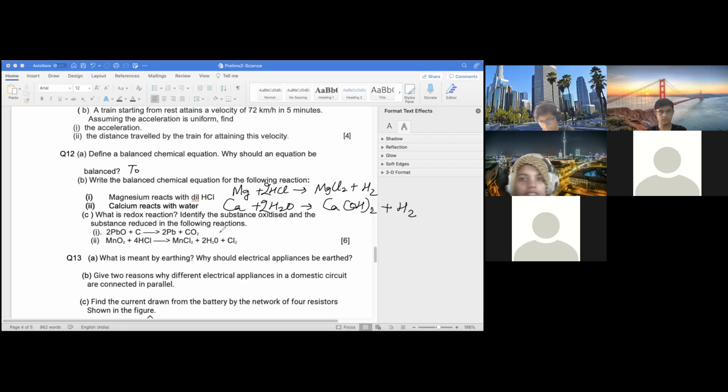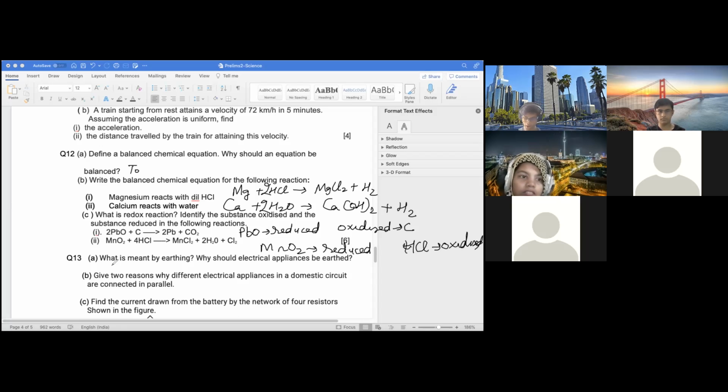Identify the substance. Write down those who have made a mistake. PbO is reduced. PbO is reduced. And you can see, oxygen is being removed, so PbO is reduced, and oxygen is being added to carbon, so carbon is oxidized. So what is oxidized? Carbon is getting oxidized, PbO is getting reduced. And what is happening here? MnO2 is getting reduced because oxygen is being removed, oxygen is coming out. So MnO2 is getting reduced and HCl is getting oxidized.